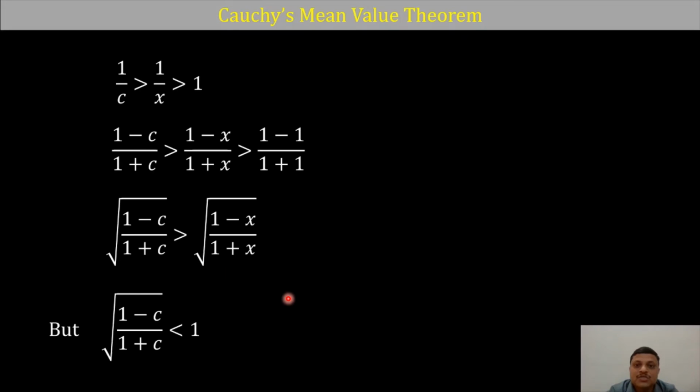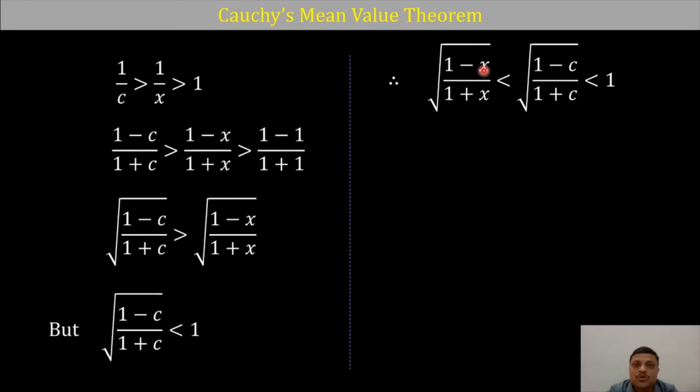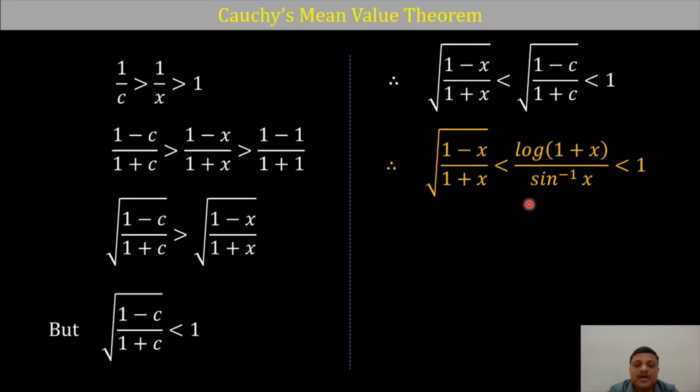Now we will combine these two inequalities and we will be getting the new inequality as square root of (1 minus x) divided by (1 plus x) is strictly less than square root of (1 minus c) divided by (1 plus c) strictly less than 1. Now we replace the value of this square root from the expression which we have obtained already. So we will be getting the required inequality, which is square root of (1 minus x) divided by (1 plus x) strictly less than log (1 plus x) divided by sine inverse x strictly less than 1. So see, this is how we can apply Cauchy's mean value theorem to prove such inequalities. I hope you have understood this example.